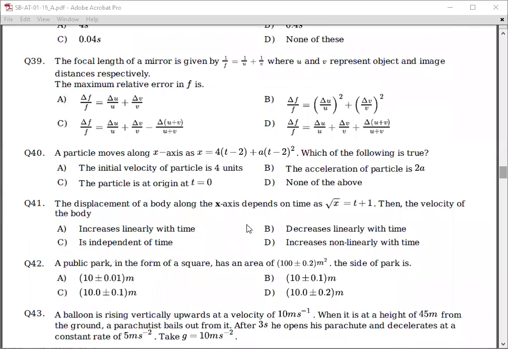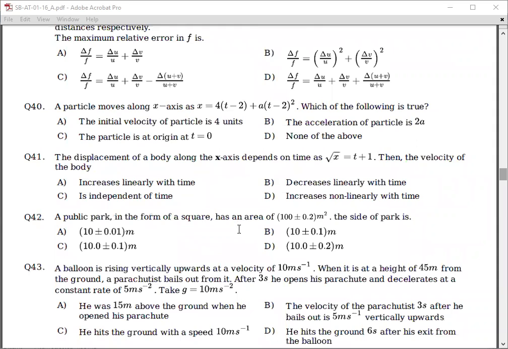Now 40 was easy, right? 40 is easy. Just have to differentiate. Tell me, what is the answer of 40? B, right? Because for velocity, differentiate once, then make it equal to 0, or just put t is equal to 0. And for acceleration, again differentiate. So the answer would be B.